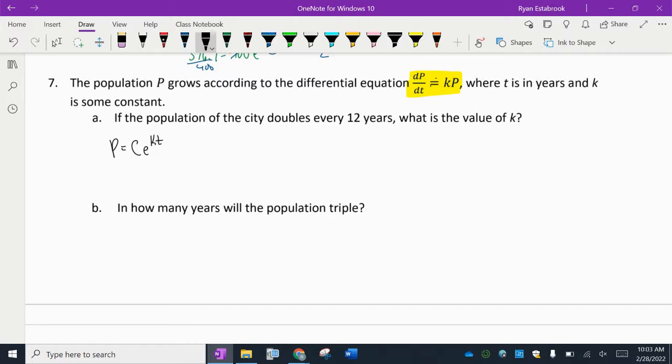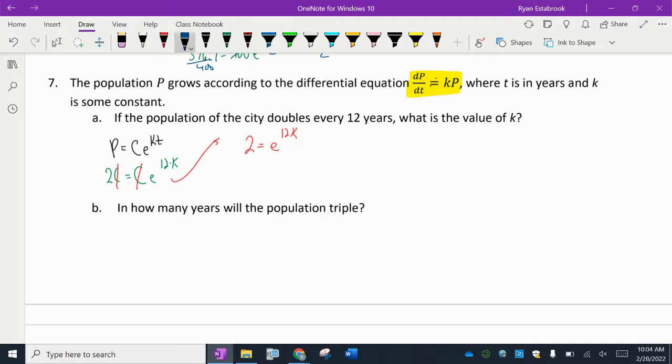The city's population doubles every 12 years. All right, so can I plug that in there? Well, if the initial population is C and it doubles, then that would be 2C for the current population. e to the 12 times K, since T is going to be 12 years. And with C equals 2C, divide both sides by C, whatever that original population is, and it doesn't really matter. I can make up a number if I wanted to, but we'd end up getting 2 is equal to e to the 12K.